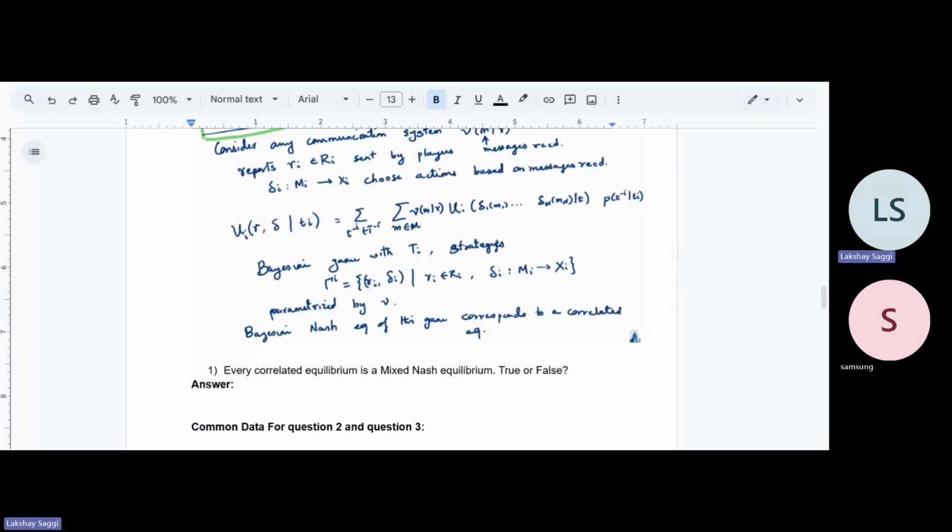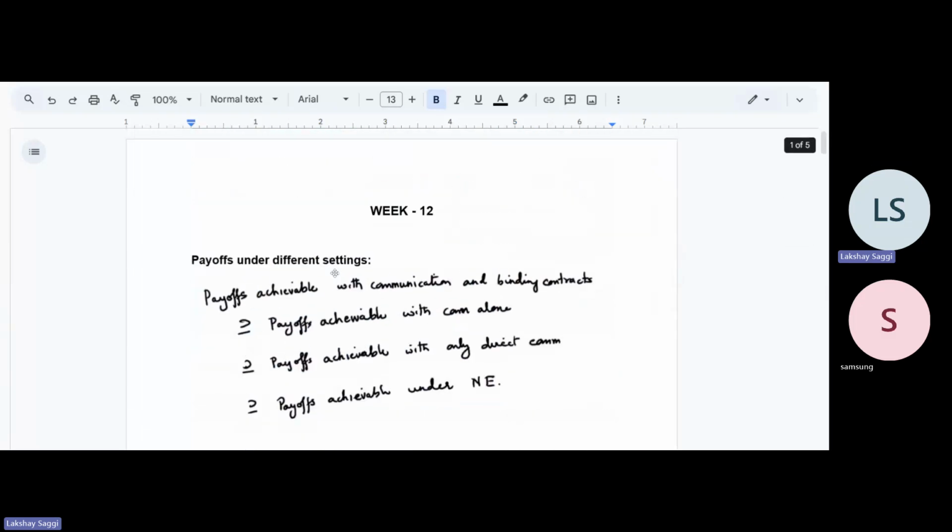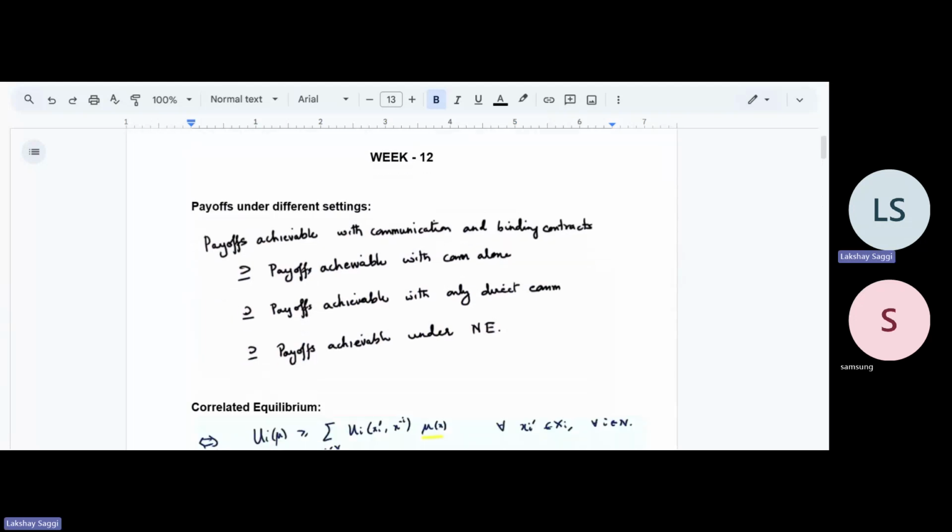Since you have joined the meeting, Samsung, I'll give a brief recap of what I was discussing. I was discussing the high-level ideas from this week's lectures. First of all, I was talking about the motivation behind this week's lectures.